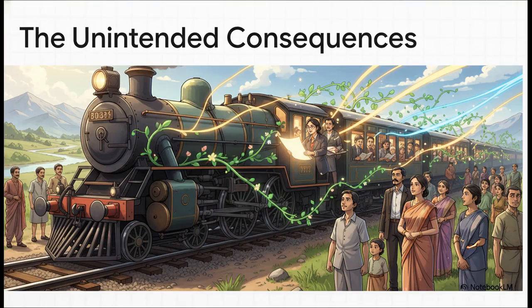But history has a funny way of being ironic, doesn't it? Because the very things the British built to control India ended up helping to kick them out. Think about it. The railways they built to move troops and raw materials, well, they also connected people from all over the subcontinent, helping to forge a new unified Indian identity. And that new educated class they created to help run the empire, they're the ones who ended up using their English education to argue for independence.